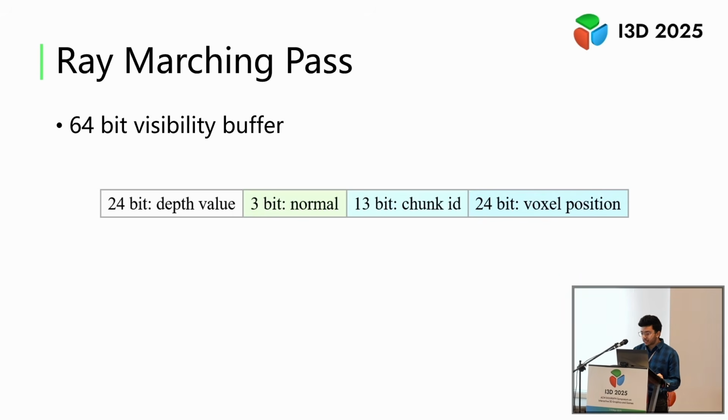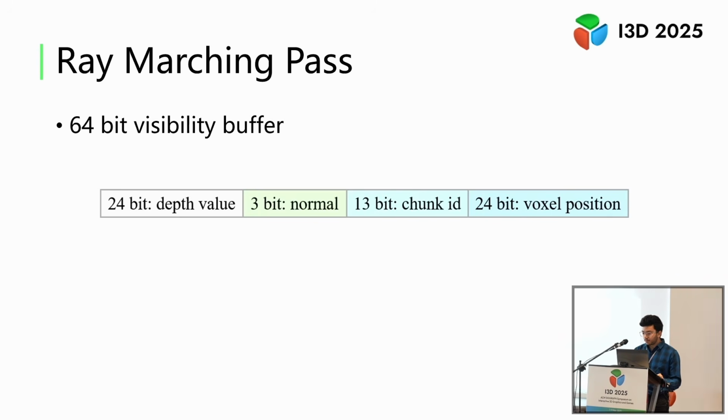For all tile chunk pairs filtered in the tile selection pass, we perform an indirect dispatch compute shader to initiate the DAG ray marching pass, assigning a thread group to each tile. We use a 64-bit visibility buffer to record visibility information.